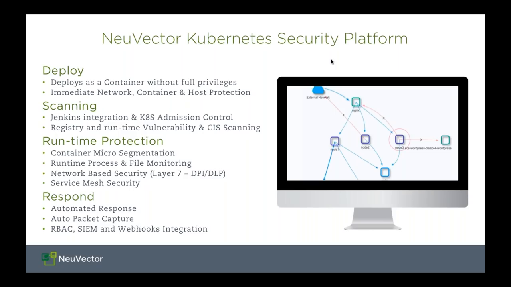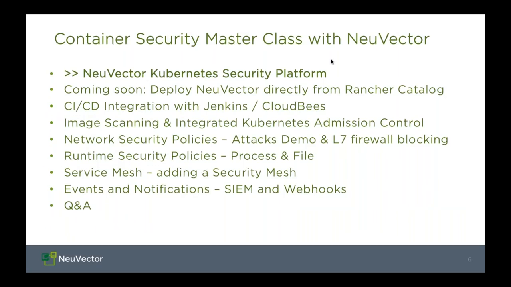So I started off doing a brief introduction to the NeuVector Kubernetes security platform. And actually, the second agenda item here is the fact that you will be able to deploy NeuVector directly from the Rancher catalog very, very soon. We tried to get the merge done last night. I don't think it has occurred yet. It might actually be ready by the time that we get out of the webinar. So go ahead, check out the Rancher catalog, search for NeuVector, and you will be able to pull us directly from there.